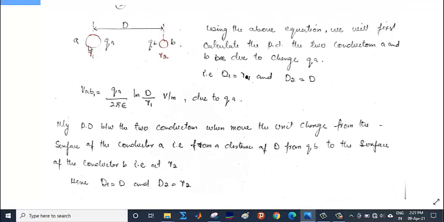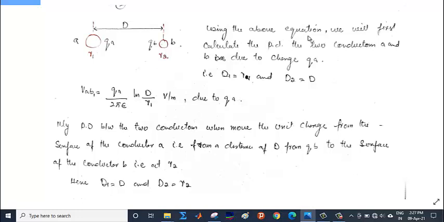Let us say this is one wire, wire A, or we can say conductor A. This is conductor B. They are displaced from each other by a distance d. This has a charge QA and this has a charge QB. The radius of conductor A is R1 and the radius of conductor B is R2.